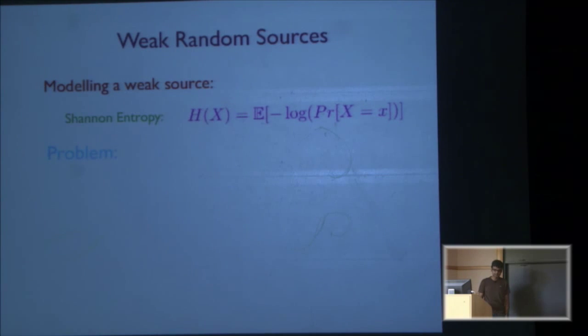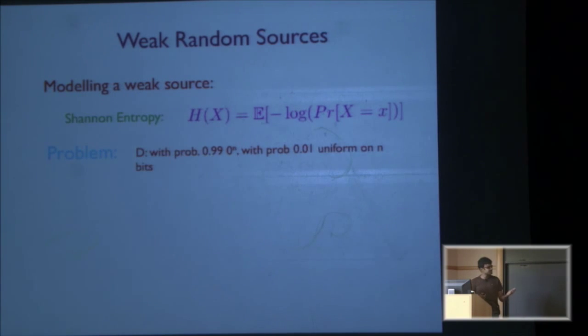However, there is a problem with measuring the randomness of a source with Shannon entropy. For example, let's look at this distribution D on n-bit strings, which with very high probability, 0.99, takes just the all-0 string. And with probability 0.01, it's uniform on all the n bits. One cannot really hope to extract random bits from this source, but it has linear Shannon entropy.